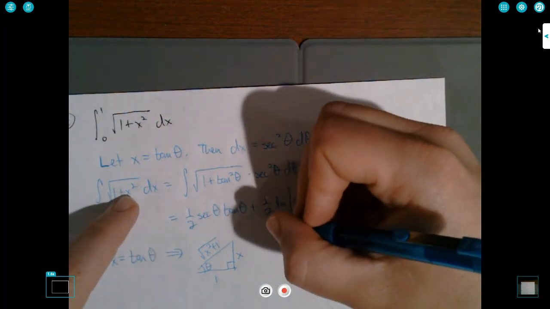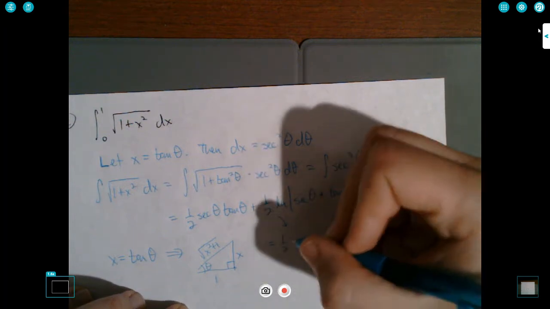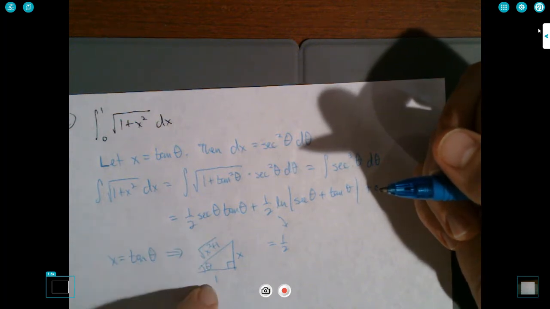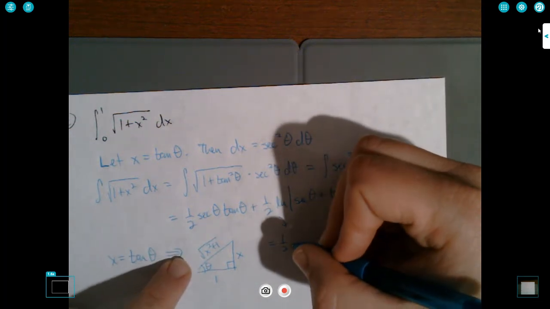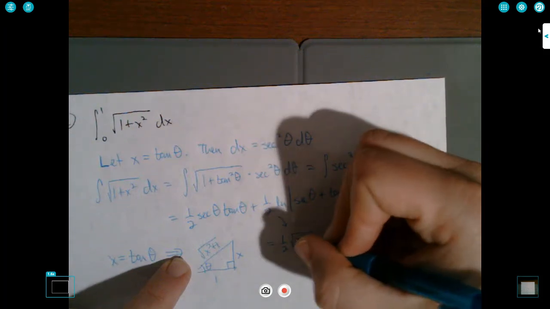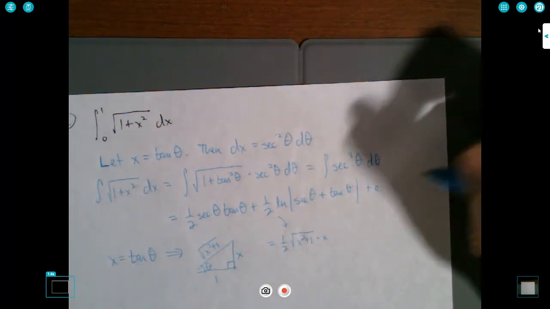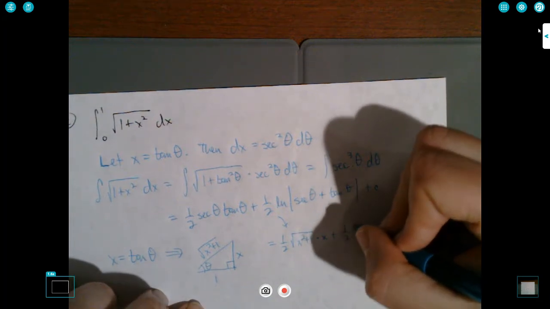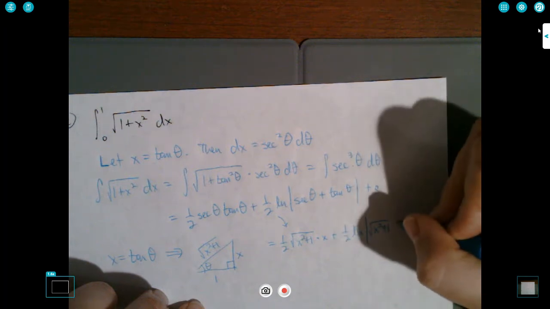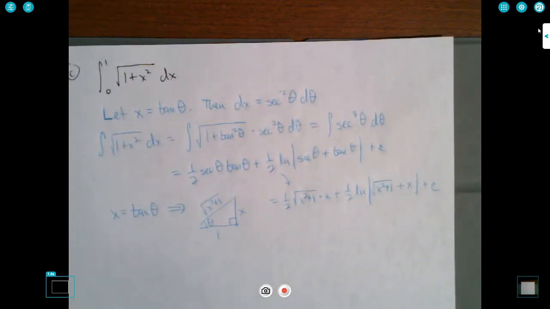And so then we can move forward from here and say, all right, so this is 1/2 secant theta. Secant theta is hypotenuse over adjacent. So that's square root of x squared plus 1 times tangent theta, which is just x, plus 1/2 times the natural log of the absolute value of secant theta plus tangent theta. Okay, so there it is in all of its glory.